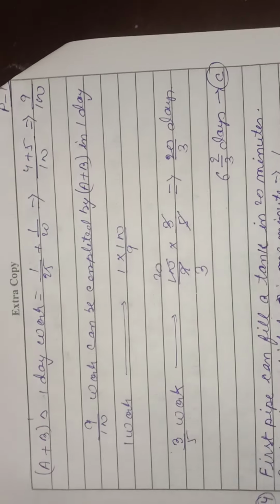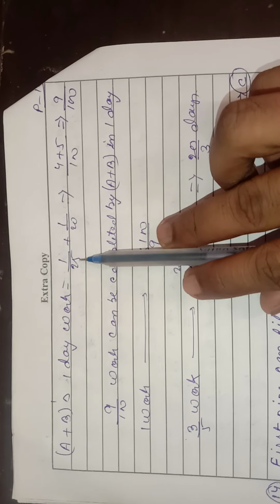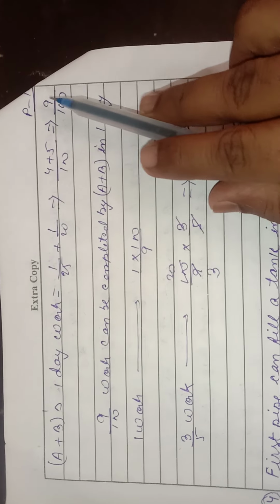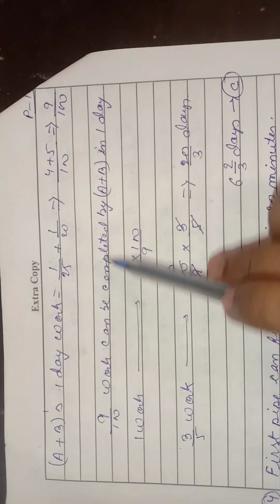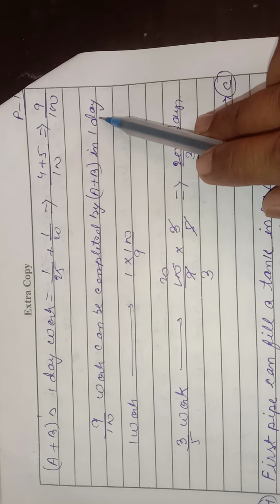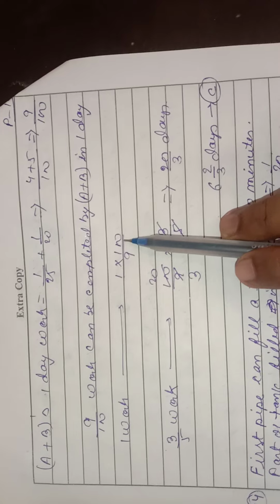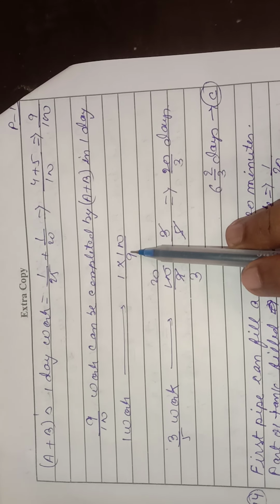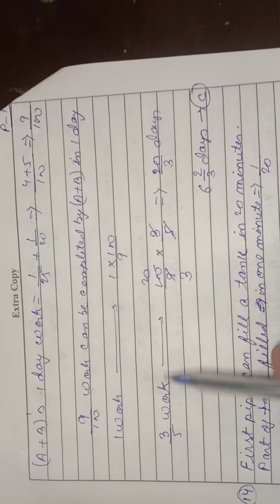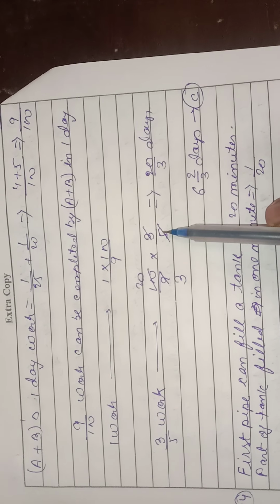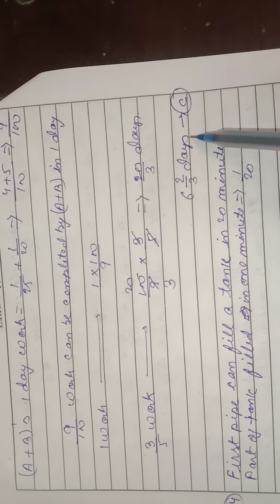Now if they work together, A plus B, for 1 day they are working, that means we have to add both of them. 9/100 of the work can be done by A and B in 1 day. So for the time, you have to divide. If you divide, that means you have to interchange and multiply. 3/5 of the work was left. Multiply that number by 100/9 and you will get 20/3 days. That means 6 2/3 days is your answer.